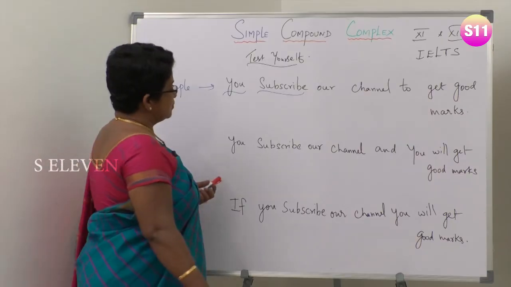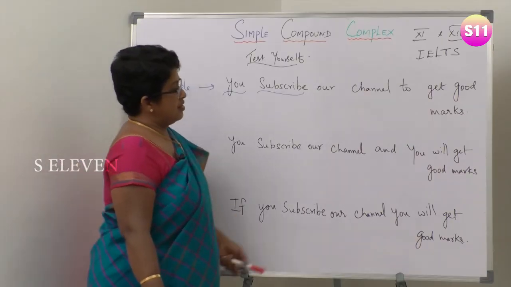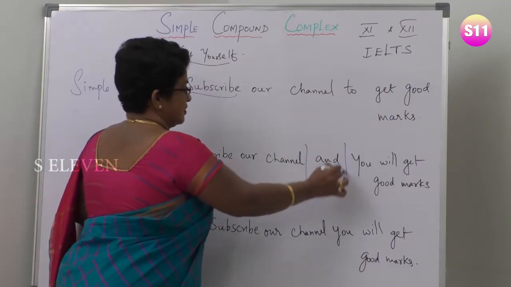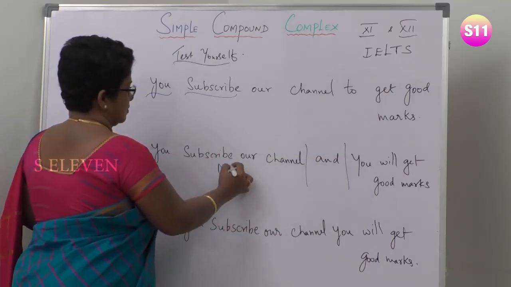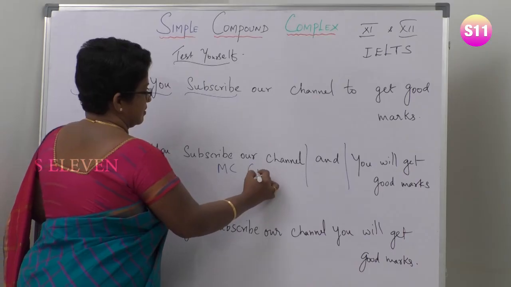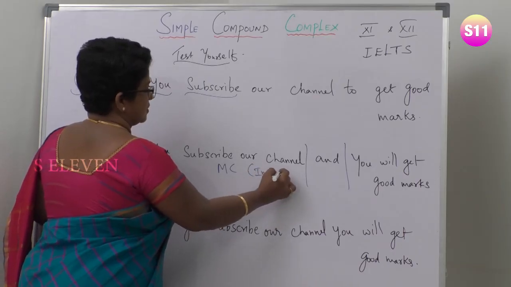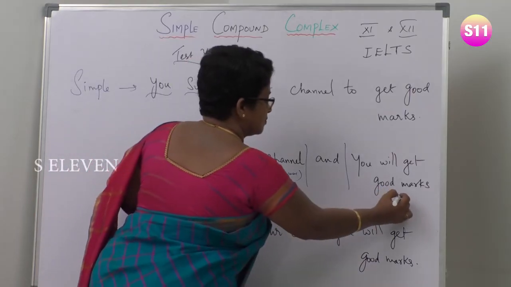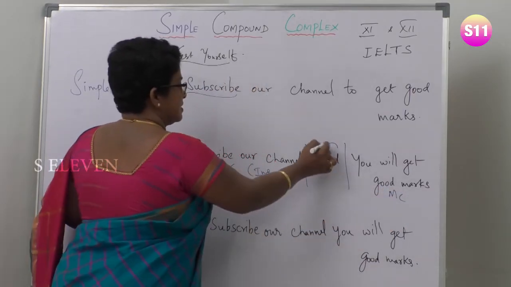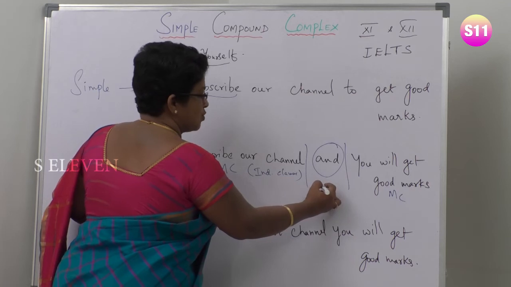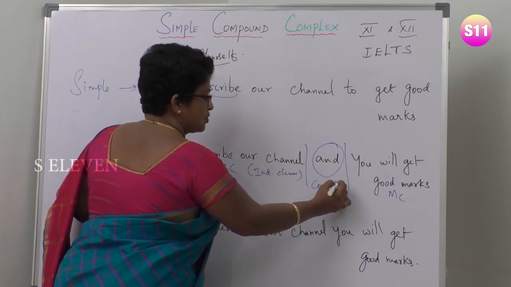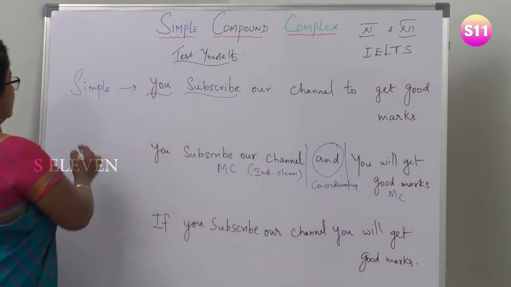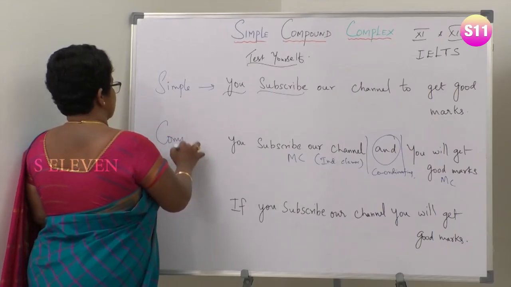The second sentence: you subscribe our channel, then you will get good marks. These are two separate main clauses, or independent clauses. And this is, just now I wrote the conjunctions. So, this is a coordinating conjunction. So, what do you think this is? Compound.